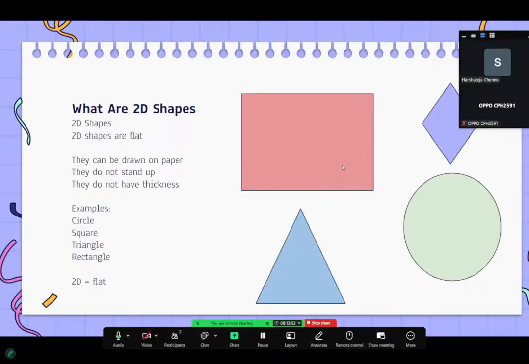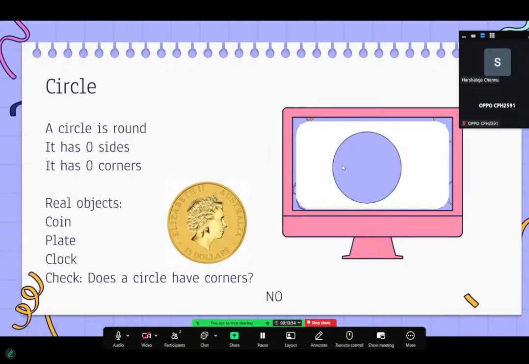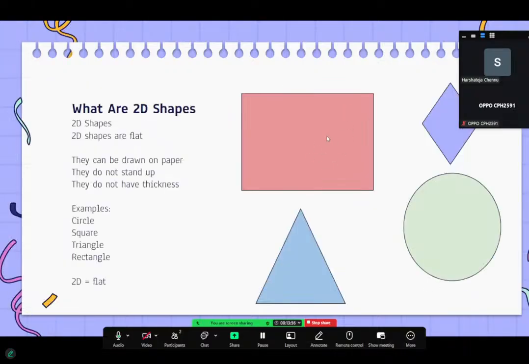So we have a few examples here. This is a rectangle. This red one here is a rectangle. This here is a diamond. This is a circle. And this is a triangle down here.